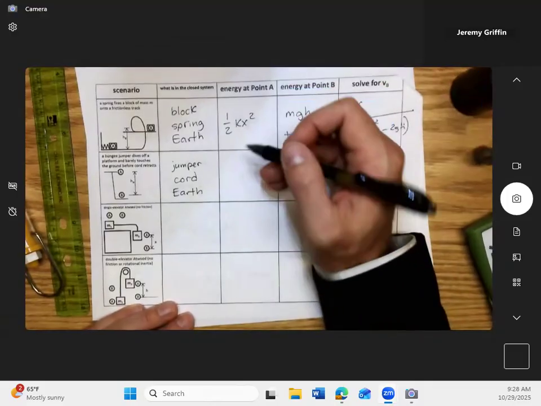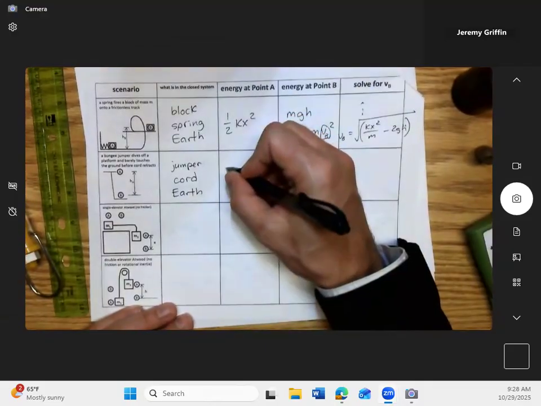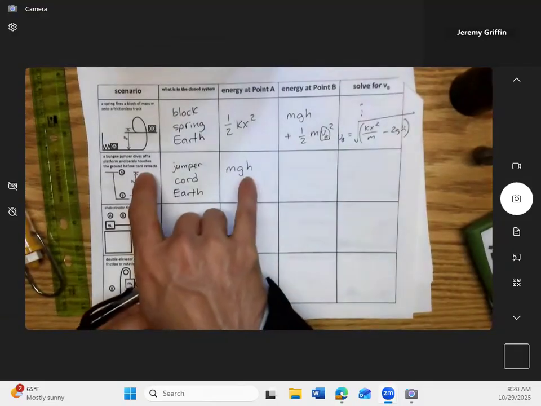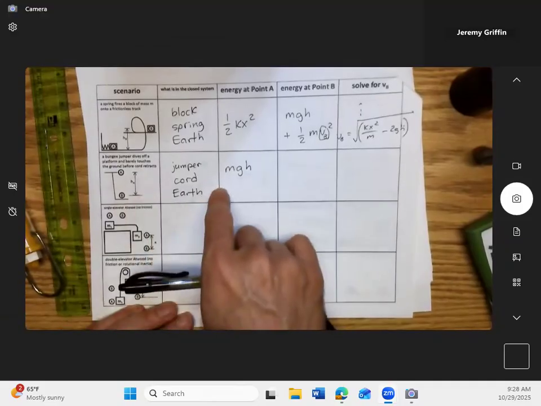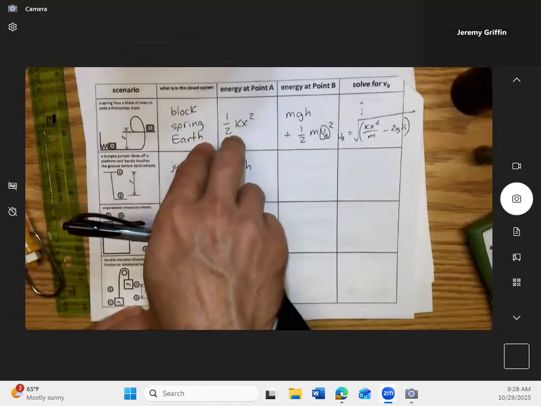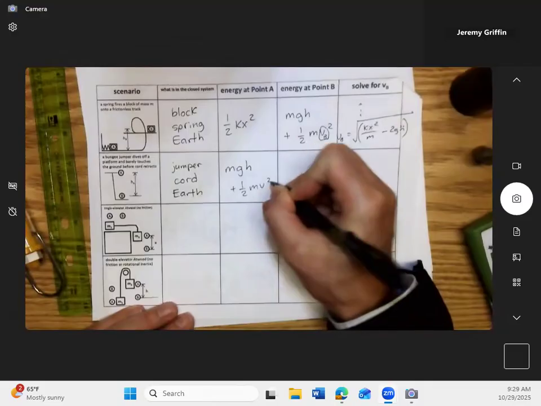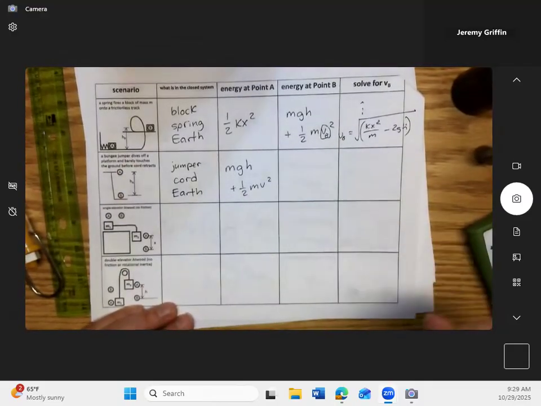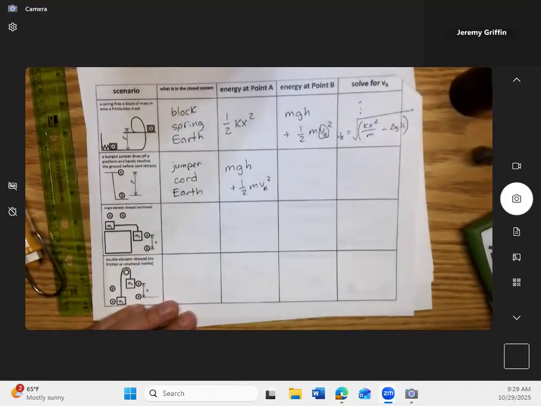Guys, what kind of energy at point A? There's definitely potential, there's definitely some mgh. And is there kinetic? Well, it depends how you interpret it. If he just steps off and drops from rest, then there would only be mgh. But what if he does a running jump? Then he would also have the 1/2 mv squared. It depends how you interpret it. I wrote the word dive, so okay, I'll include it.